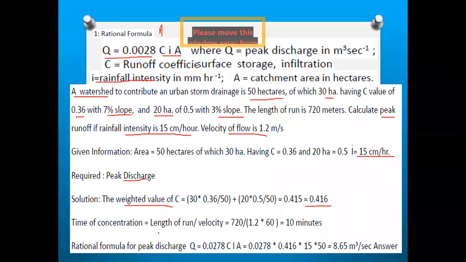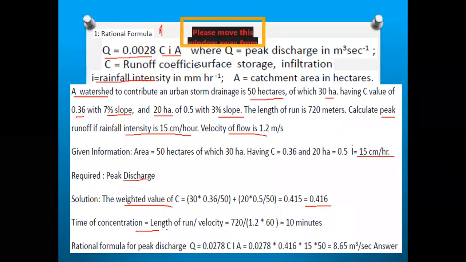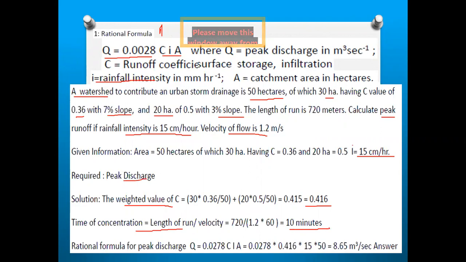Now the time of concentration. What is the formula? Length of run divided by velocity. The length of run is 720 meters divided by the velocity of 1.2 meter per second. Converting into minutes, 720 divided by 1.2 into 60 gives 10 minutes, which is the time.